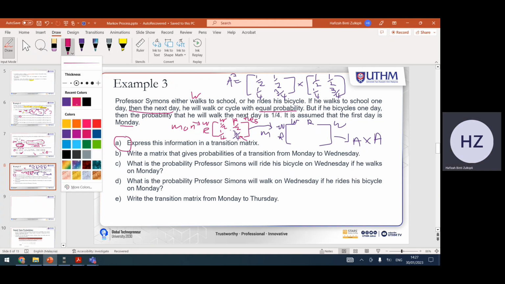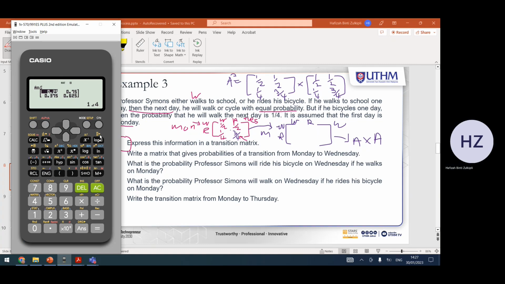Okay, so we need to input the values in your calculator. Make sure it's on matrix mode. Key in matrix A, or B, it doesn't matter. Let's say we key in A. It's a 2 by 2 matrix, so you just key in the values 1 over 2, 1 over 2, 1 over 4, 3 over 4. Now we need to square A: shift 4 matrix A times shift 4 matrix A, then the equal sign.